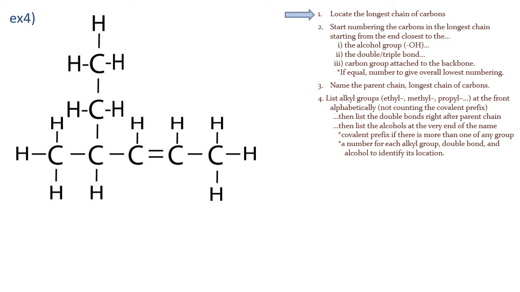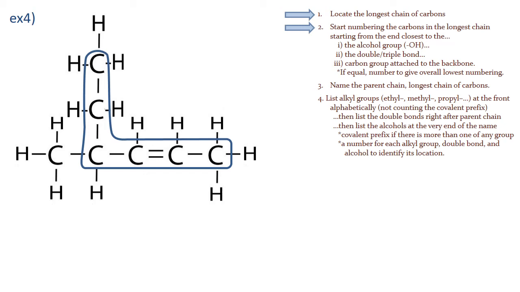So let's locate the longest chain of carbons. Give it a good look over. If you said 5, that would be wrong, because if I bend around the corner here, that would give me 6 carbons. So 6 is my longest chain.